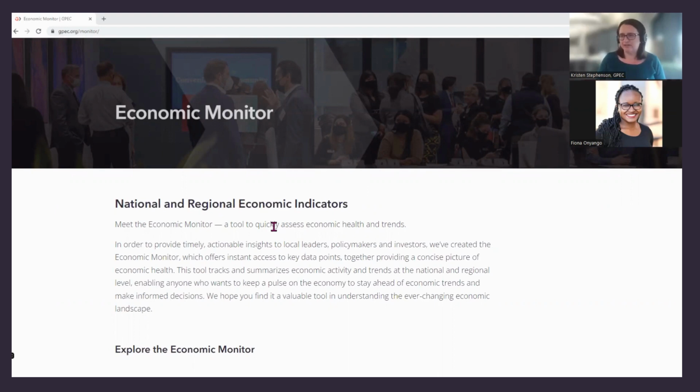The Economic Monitor is a tool that we have developed to quickly assess economic health and trends. We know that there's a lot of things going on in the economy right now that are hard to understand. And so this allows us to look at the key indicators of the economy and what they mean for the overall economic health of both the nation and of the greater Phoenix region.